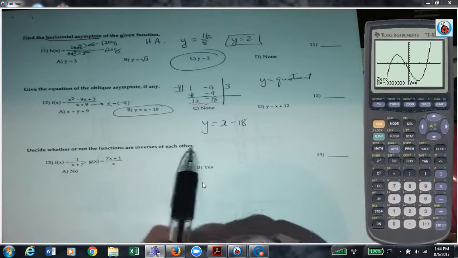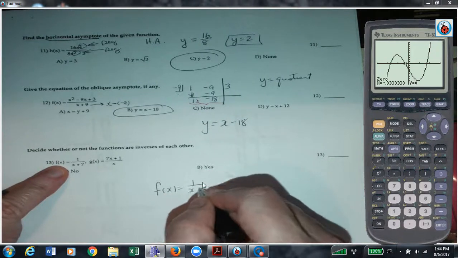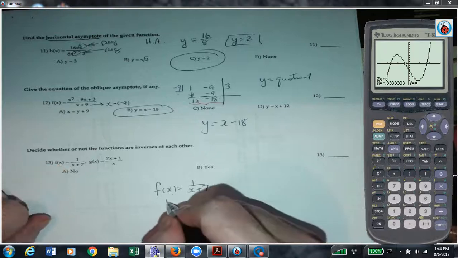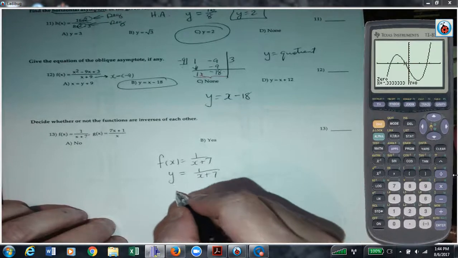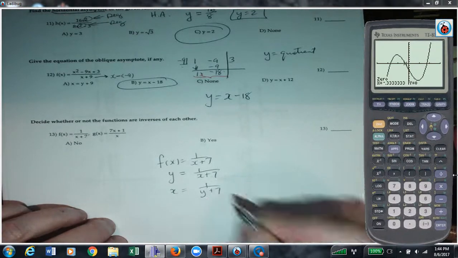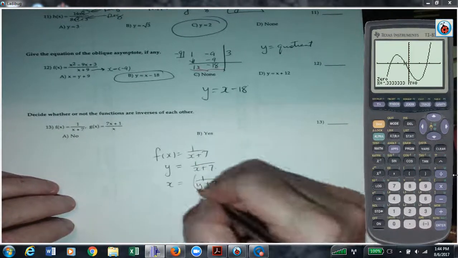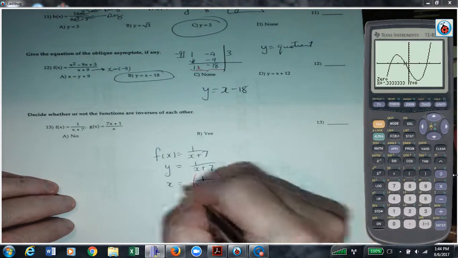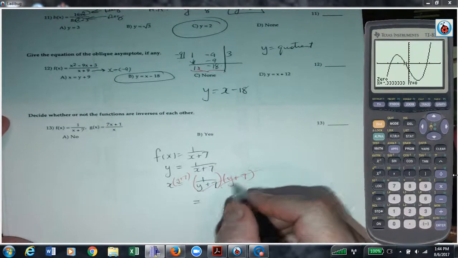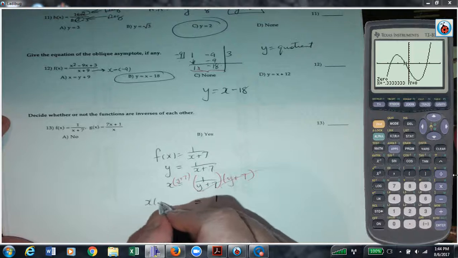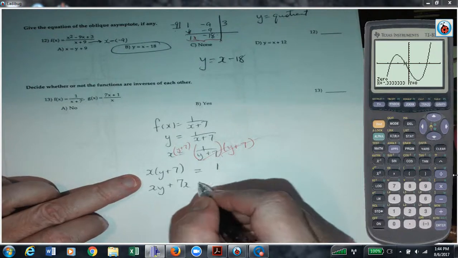Decide whether or not the functions are inverses of each other. Okay, so let's start with this guy. What is the process? The process is you rewrite f of x with a y, then you swap x's and y's, then you solve for y. So what I'm going to do is multiply both sides by y plus 7. So they will cancel here, and I'll just have 1, and then over here I'm going to have that. So now I multiply this through, xy plus 7x equals 1.